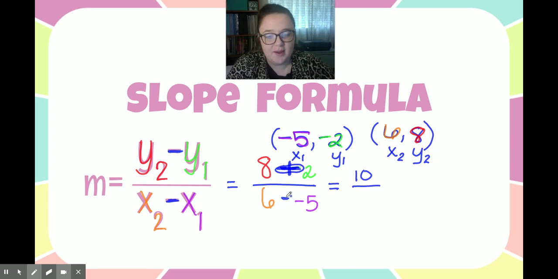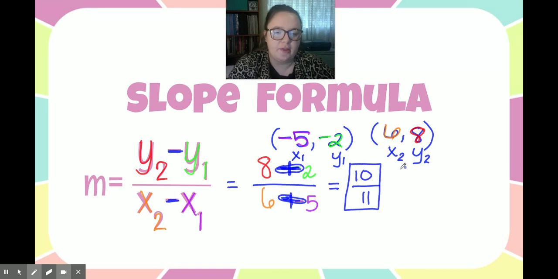And then across the bottom, again, I see this double negative. I'm going to circle it. I see a big old plus sign. 6 plus 5 is 11. Can I simplify this fraction any? Can 10 and 11 both be divided by the same number? Nope. So that is my answer. My answer is 10 over 11.